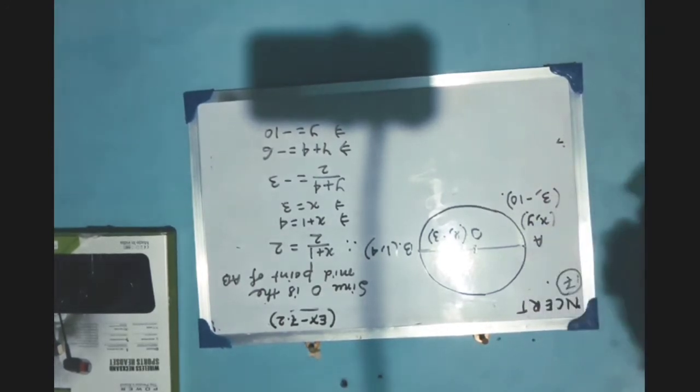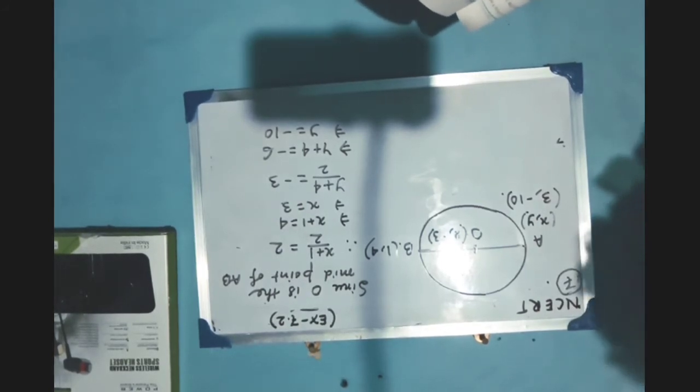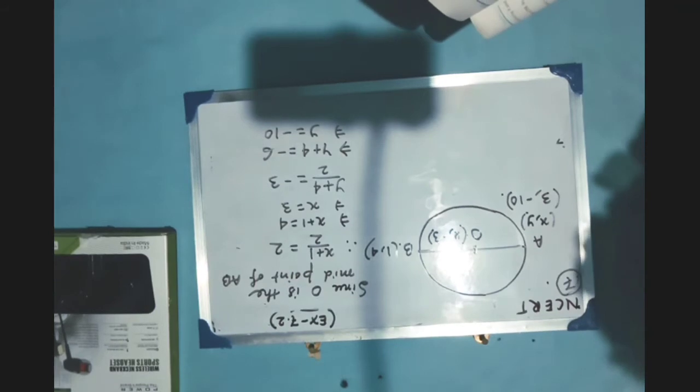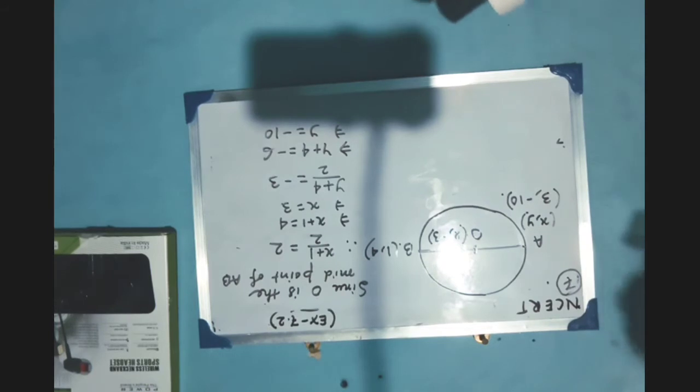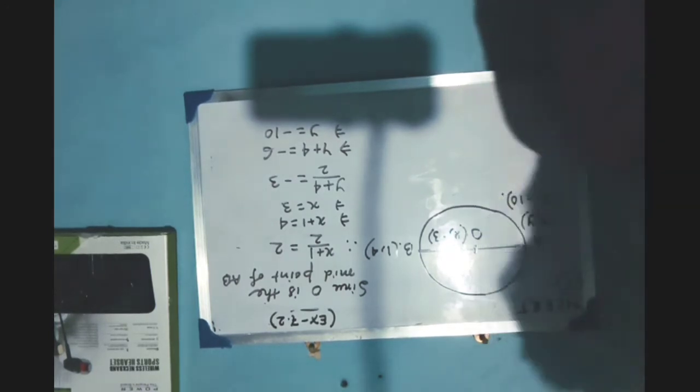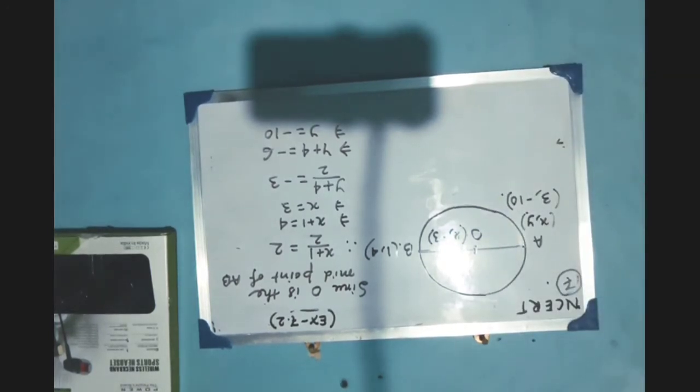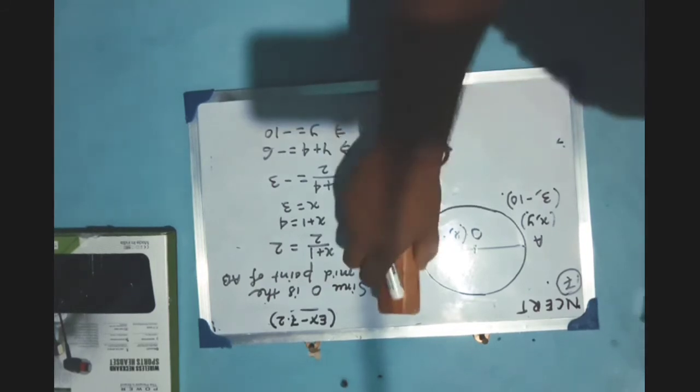Next move to question number 8. The coordinates of A and B are given. Find the coordinate of P such that AP is equal to 3/7 AB and P lies on the line segment AB.